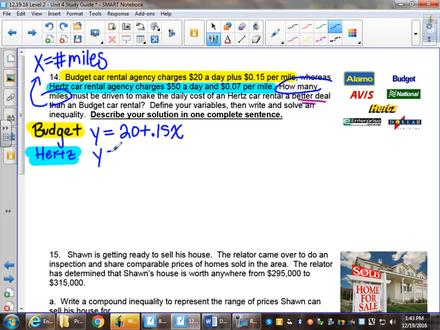Hertz is $50 per day plus 0.07x, 7 cents per mile. Be very careful not to write that as 0.7 by accident. It'll mess up the whole thing.